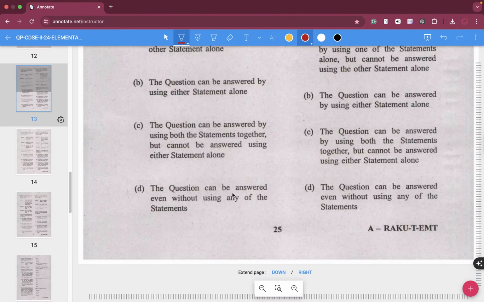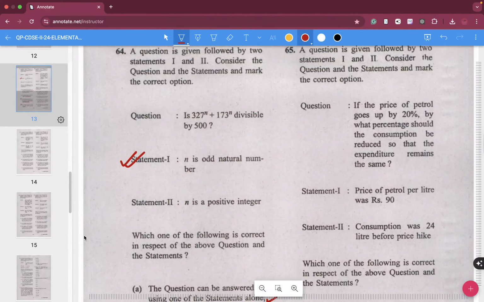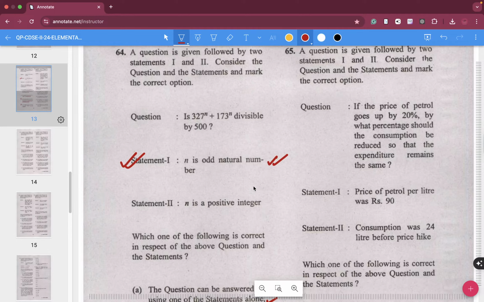You are able to answer by using statement 1. They're saying the question can be answered even without using any of the statements; this is damn sure cannot be the right answer. The question can be answered by using one of the statements alone, but cannot be answered using the other statement alone. The question can be answered by using either statement alone. The question can be answered by using both statements together, but cannot be answered using either statement alone. This is also wrong, because by using statement 1 alone, we were able to reach the answer.